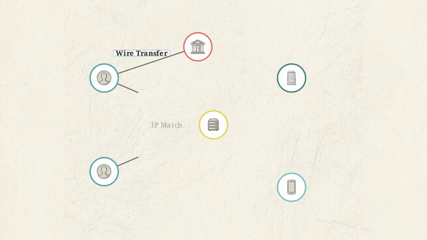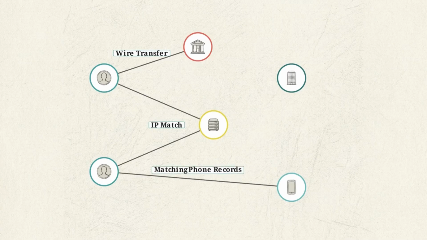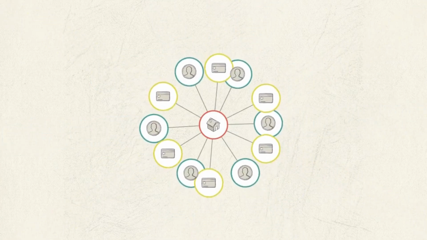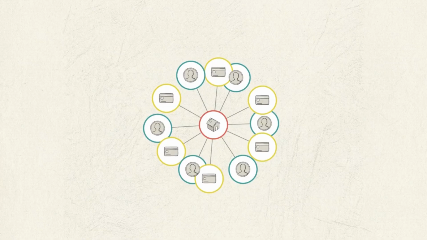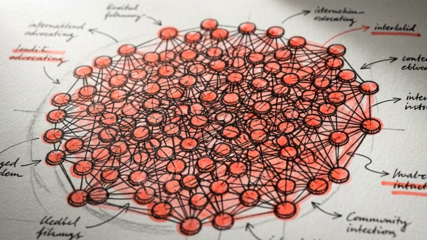Edges represent the behavioral or transactional links connecting those entities. An edge could be a wire transfer between two accounts, a shared IP address logging into two different profiles, or matching phone records. When we plot nodes and edges together, the intersection instantly flags coordinated behavior that the linear spreadsheet obscured. This is known as the cluster effect.